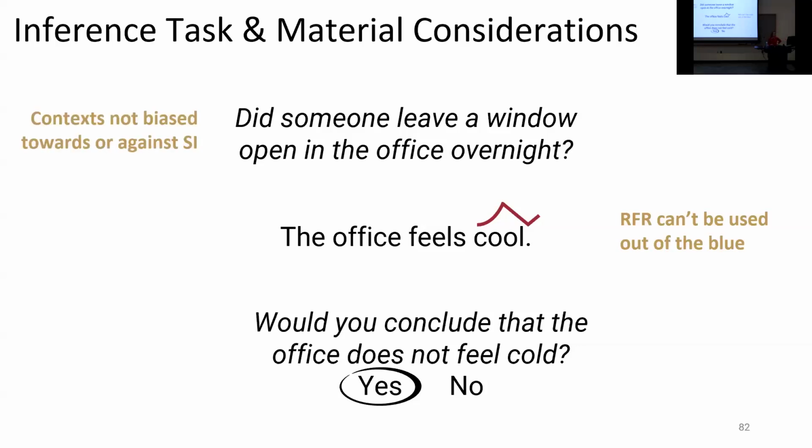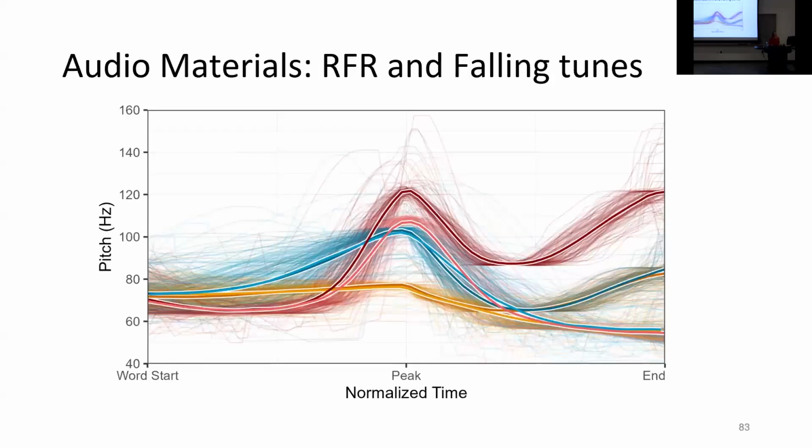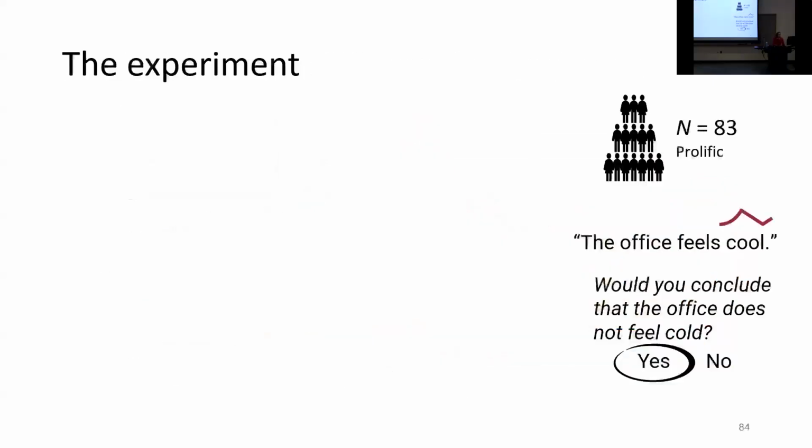With these contexts, we were careful that they were actually normed first to make sure that they weren't biased towards or against a scalar inference. And we used 64 adjectival scales like cool, cold, strenuous, difficult, that had also been normed for scalar inference. Lots of norming work. And then the audio materials that we resynthesized, we had 3 different rise, fall, rise tunes that were made with the 3 different kinds of rising pitch accents that have been proposed for English. We had 3 different falling contours with those same 3 pitch accents. We ran our experiment with 83 participants on Prolific. And I'm just reminding you over here of what the task was.